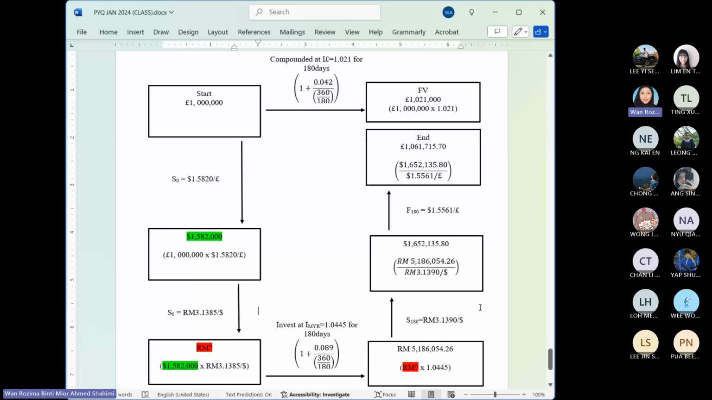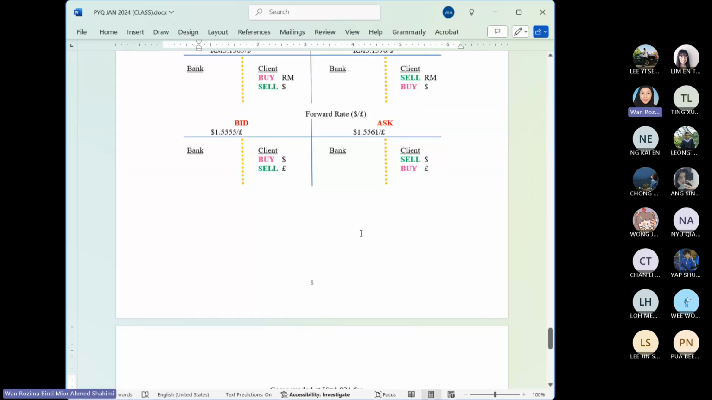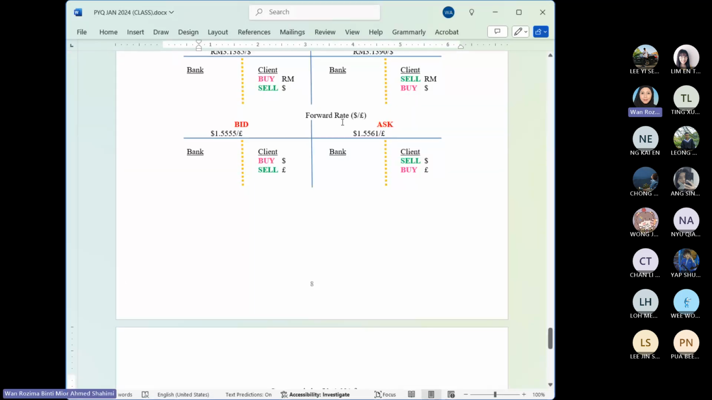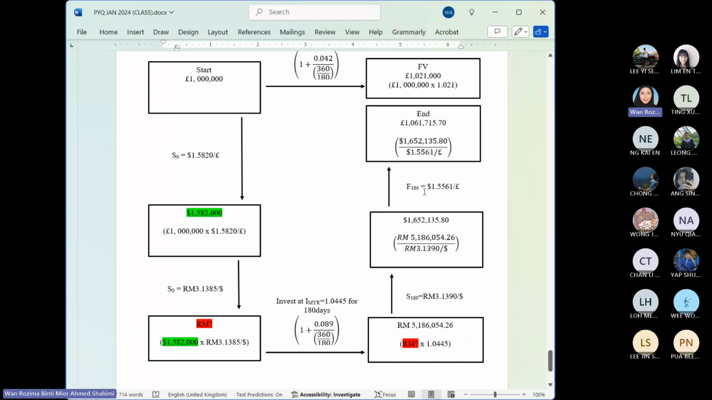Instead of using the spot rate to convert USD back to pounds, it is hedged by using the forward rate. So sell USD, buy pounds, forward rate. Ask price, am I right? So ask price: you can see here 1.5561 USD against British pound. You divide because it is the same location, then you will get this.